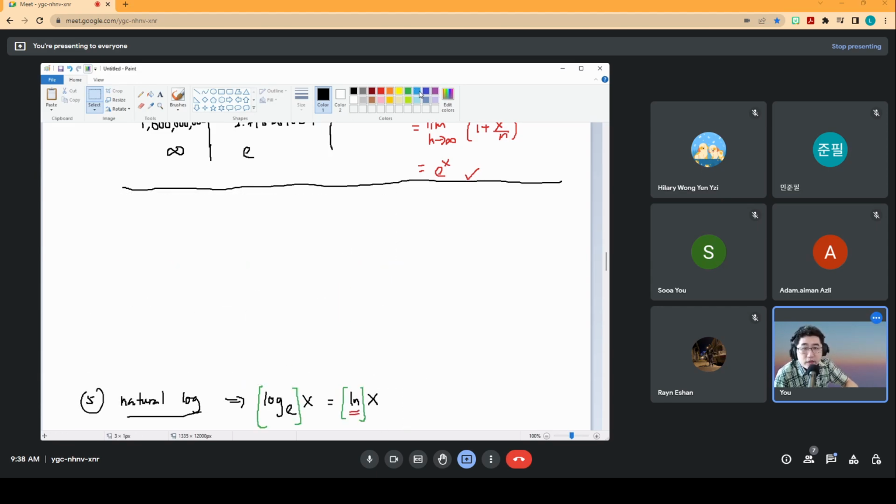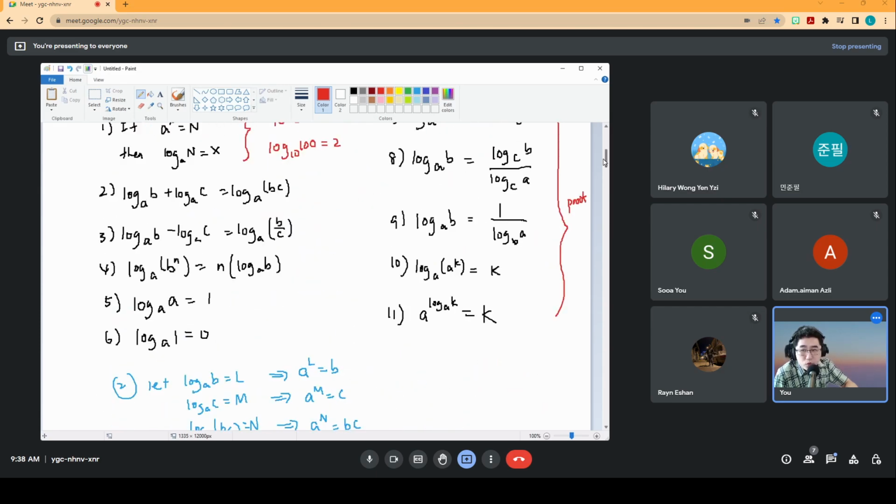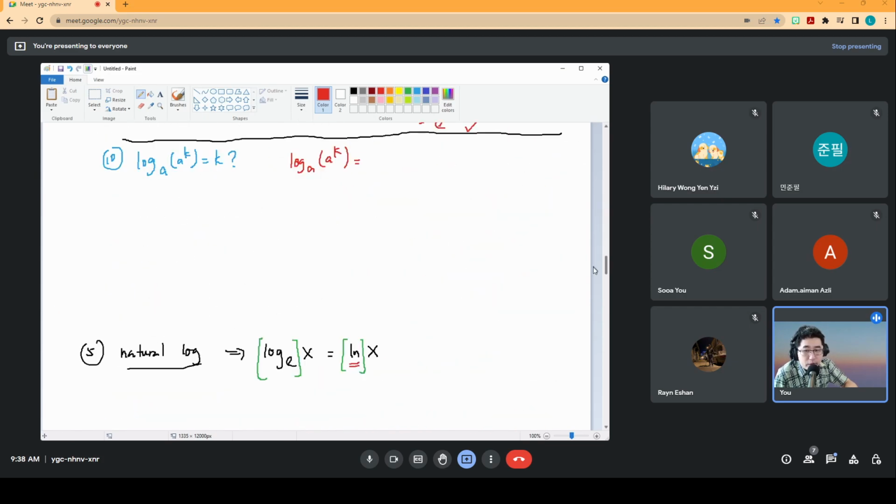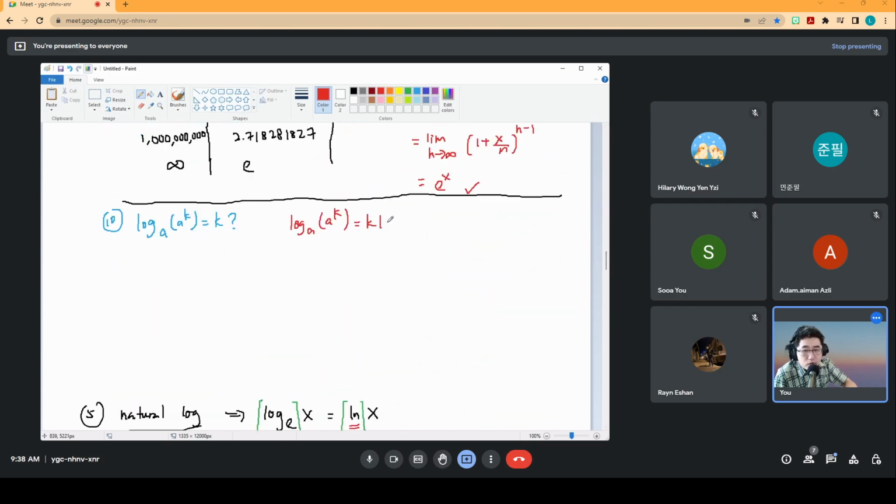For rule 10 first, I have log a of a^k equals k. This one is actually quite easy. We have log a of a^k, so k here is actually a power. We know that according to rule 4, the power can be brought to the front. So k times log a of a. Since log a of a is 1, it's left with k. So you know that this is true.